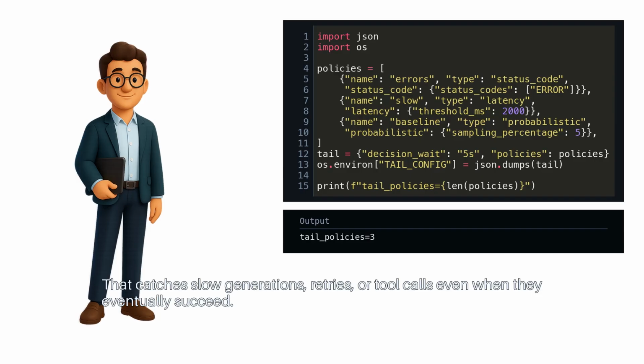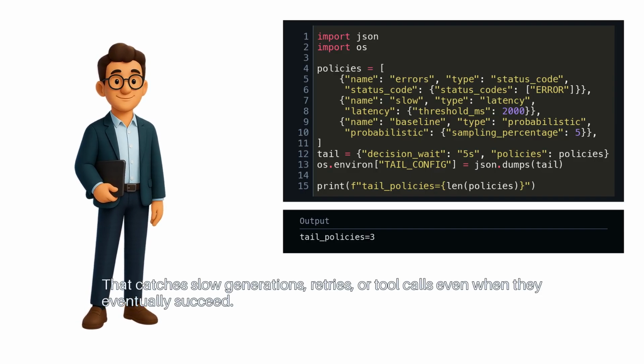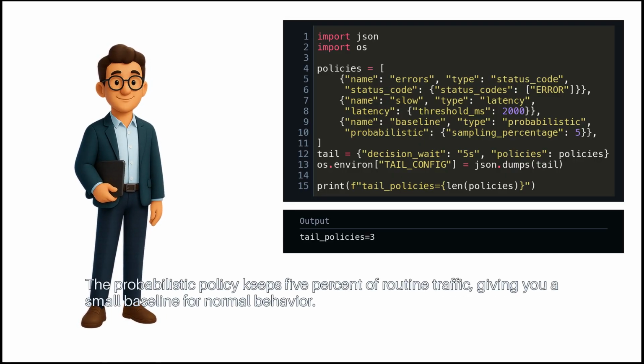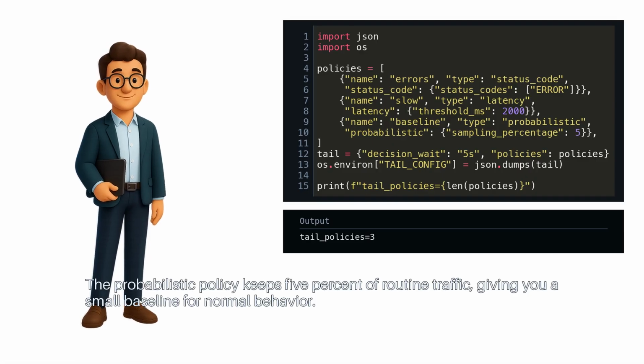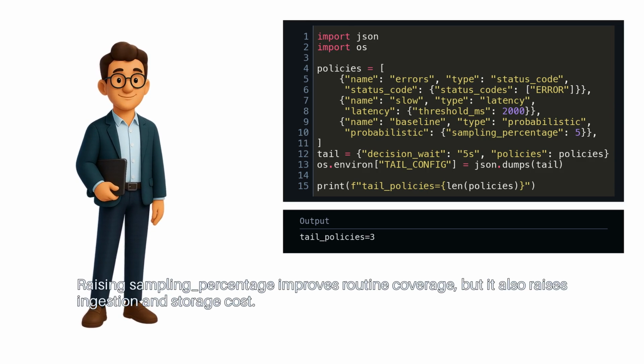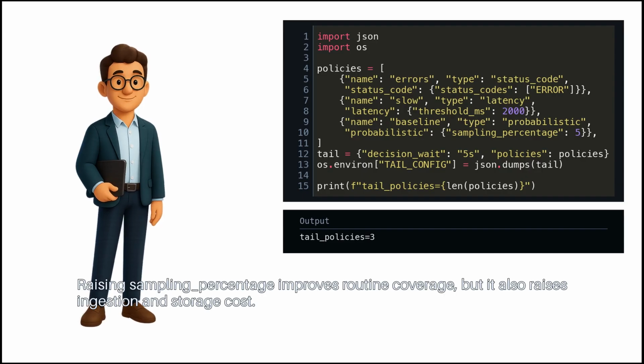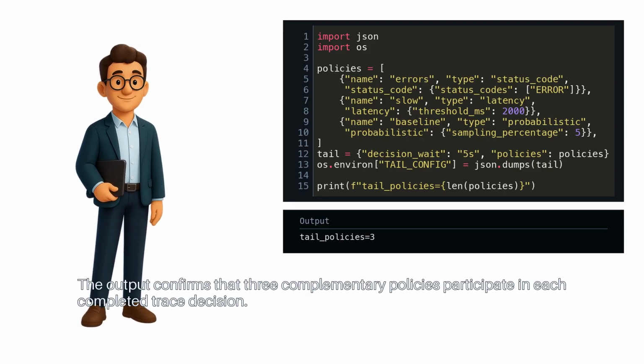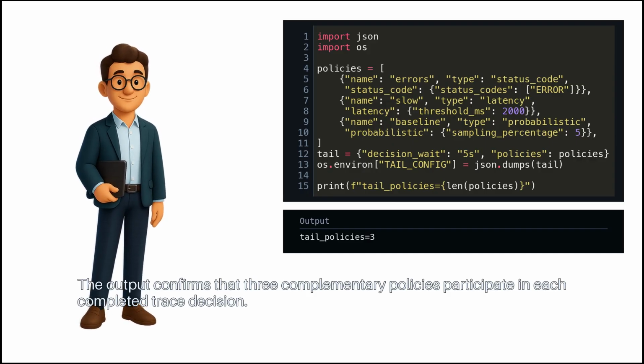That catches slow generations, retries, or tool calls even when they eventually succeed. The probabilistic policy keeps 5% of routine traffic, giving you a small baseline for normal behavior. Raising sampling percentage improves routine coverage, but it also raises ingestion and storage cost. The output confirms that 3 complementary policies participate in each completed trace decision.